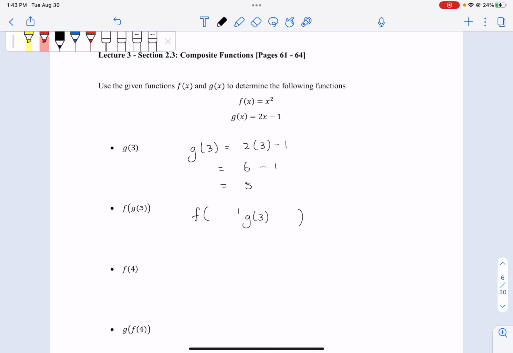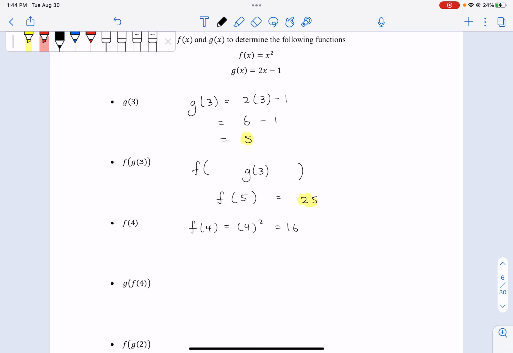Well, we have to first find out what g of 3 is. And you know what? We actually have. G of 3 is 5. So instead of writing f of g of 3, I can write this as f of 5. And we know how to find f of 5. Plug it in here, and you realize f of 5 is just equal to 25. If you look at f of 4, f of 4 is equal to 4 squared, which is 16.